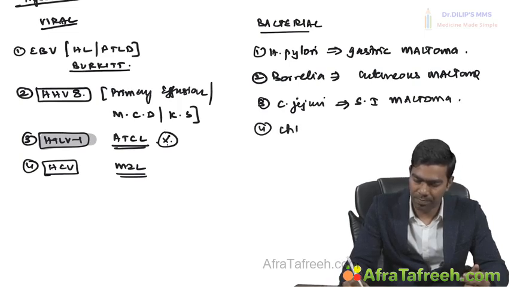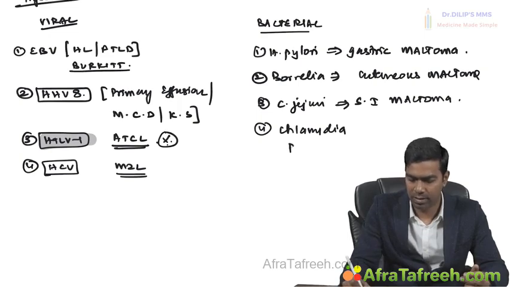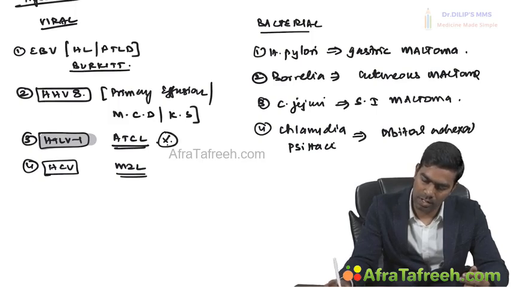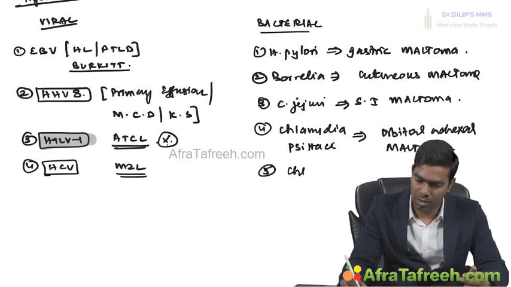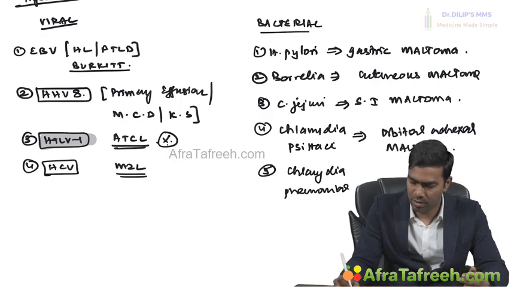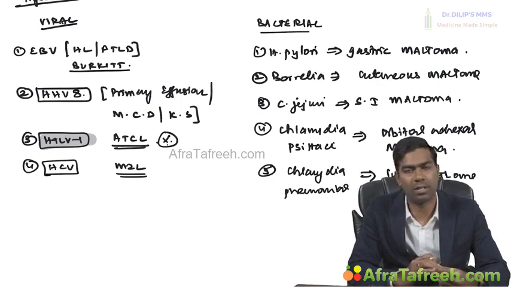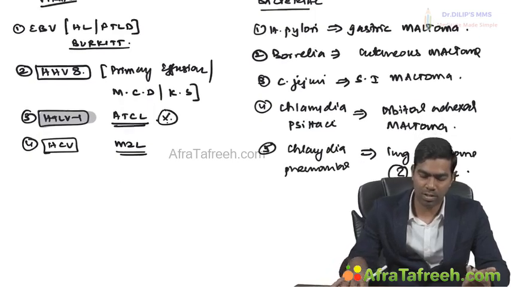And your Chlamydia psittaci is associated with the orbital adnexal maltoma. All these are associated classically with maltomas, orbital adnexal maltomas, and your Chlamydia pneumoniae. Chlamydia pneumoniae is associated with the lung maltoma, and it also has a probable association with Sézary syndrome, cutaneous mycosis fungoides with leukemic cells in the blood. We call it Sézary syndrome. Anyway, probably associated with Sézary syndrome as well.